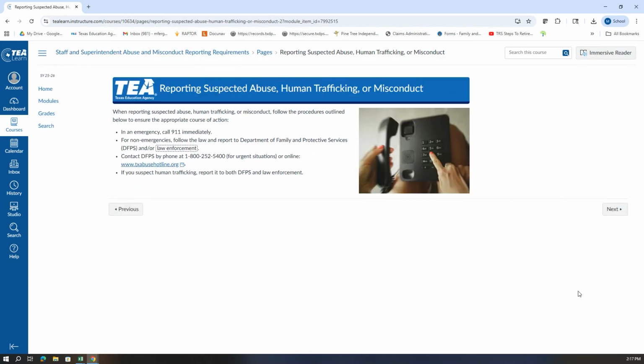When reporting suspected abuse, human trafficking, or misconduct, follow the procedures outlined below to ensure the appropriate course of action. In an emergency, call 911 immediately. For non-emergencies, follow the law and report to the Department of Family and Protective Services and/or law enforcement. Contact DFPS by phone for urgent situations or online at txabusehotline.org. If you suspect human trafficking, report it to both DFPS and law enforcement.